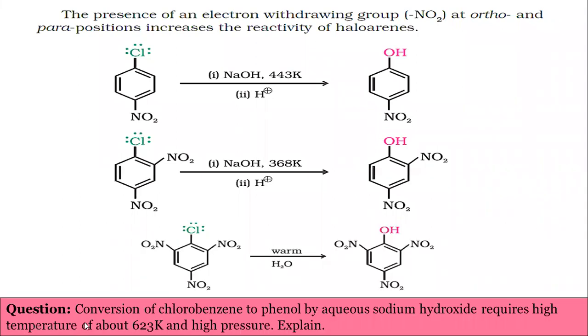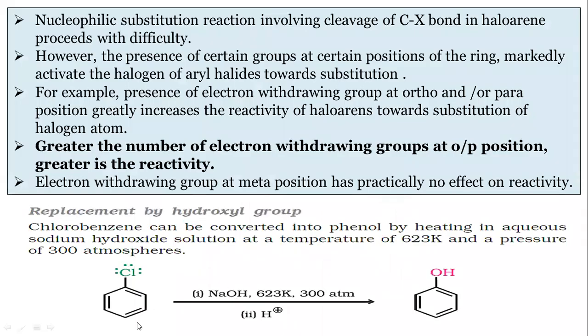So one question is written here: conversion of chlorobenzene to phenol by aqueous solution of sodium hydroxide requires higher temperature, about 623 Kelvin, and high pressure. Explain. What is the question? Why is a temperature of 623 K needed to make phenol from chlorobenzene?